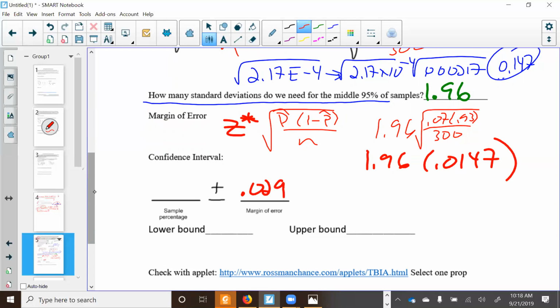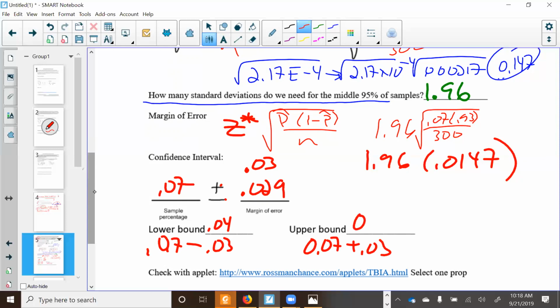And our sample proportion was 0.07. Actually, you know what we're going to do? We're going to round a little even heavier than that. We're going to make that 0.03 just to make our math easier. So my lower bound, I'm going to take 0.07 and subtract 0.03 from it. That's what the plus or the minus means. So that's 0.04. And then I'm going to go to the upper bound. I'm going to do 0.07 plus 0.03. So that's 0.1. Okay, so that's my lower bound. That's my upper bound. So what does this mean?